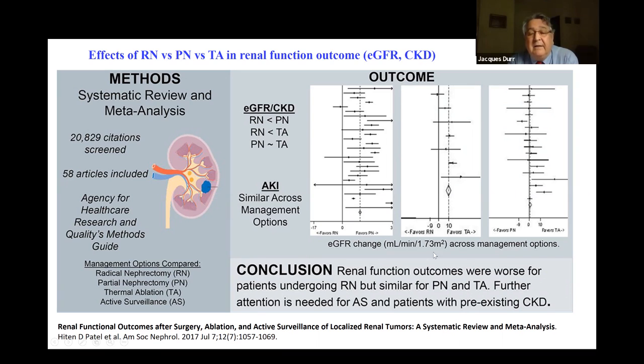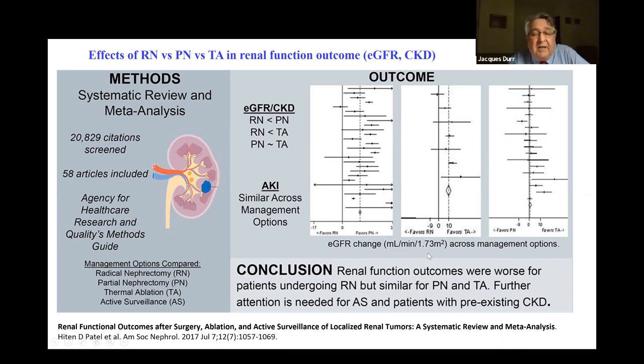If you compare radical nephrectomy with thermal ablation, somewhere it's written what is what. Thermal ablation is better, just like partial nephrectomy, and there is no difference between thermal ablation and partial nephrectomy. So again, the alternative modes to radical nephrectomy favor partial nephrectomy.